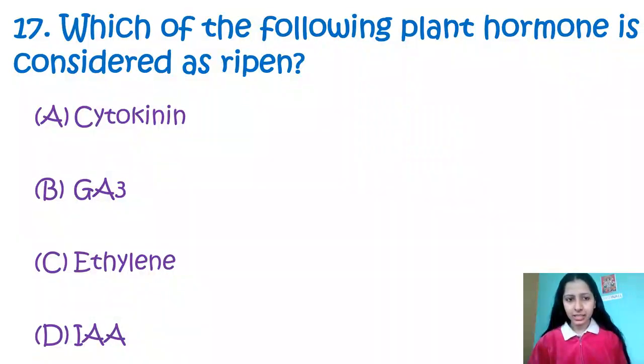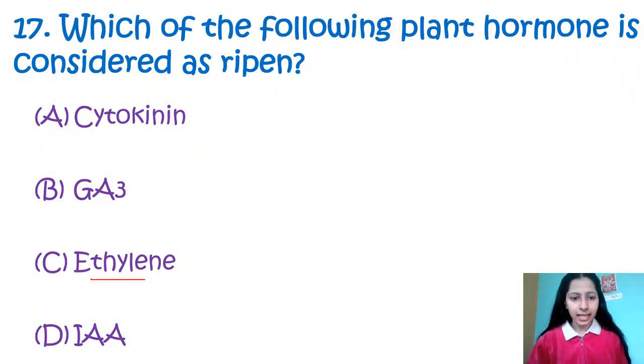Question number 17. Which of the following plant hormone is considered as ripen? Option A cytokinins, B GA3 that is gibberellic acid, C ethylene or D IAA. So which plant hormone is considered as ripen? Actually ethylene gas, it is also known as the ripening gas, which helps the fruits to ripen as it enhances the respiration rate during the ripening of the fruits.